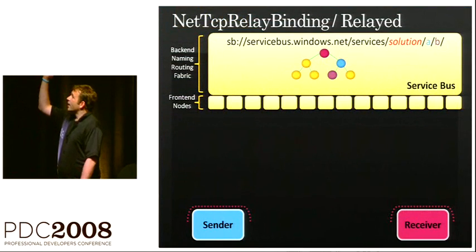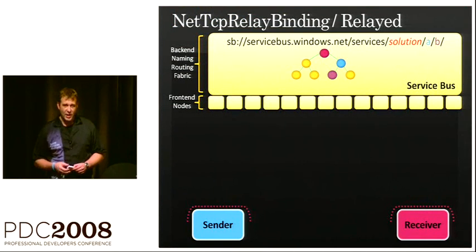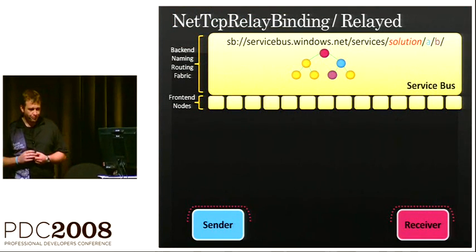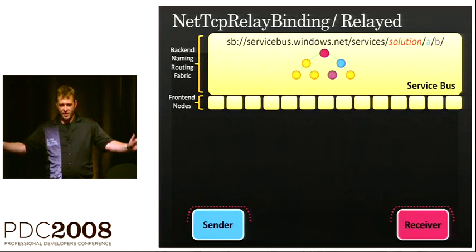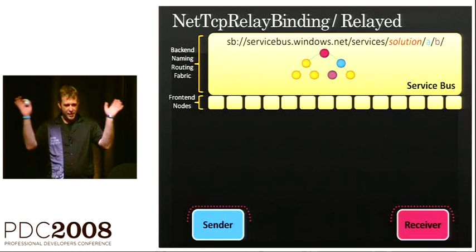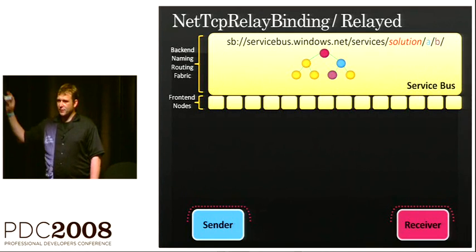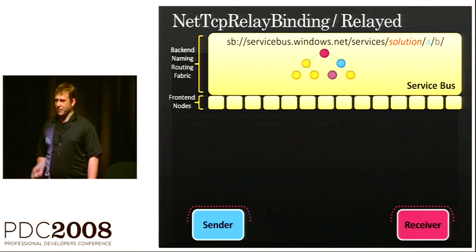Sorry. The NetTCP relay binding, so that was one way that was eventing. The NetTCP relay binding is the binding you should use for everything unless you have good reason to do anything else, because it is going to give you the highest throughput. It's the best thing for everything.